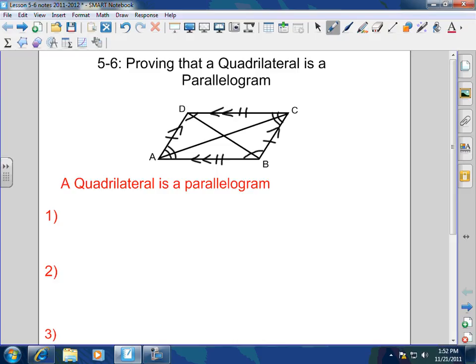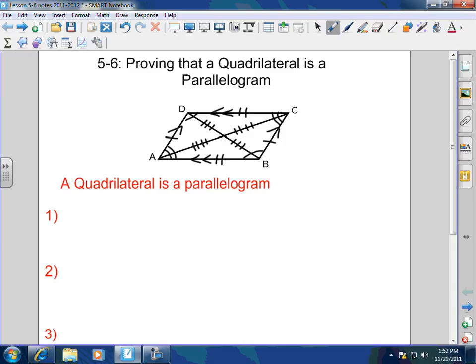What else do we know? What do we know about the diagonals? Yes. The diagonals of a parallelogram are not congruent, but they do bisect each other. So these parts will be congruent, and these parts will be congruent because, again, the diagonals bisect each other.